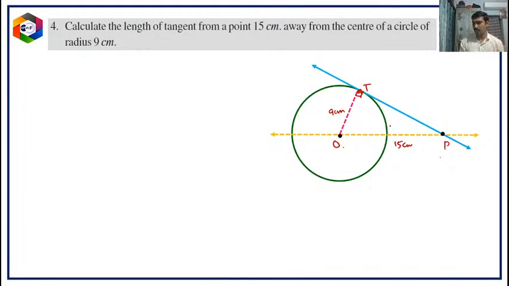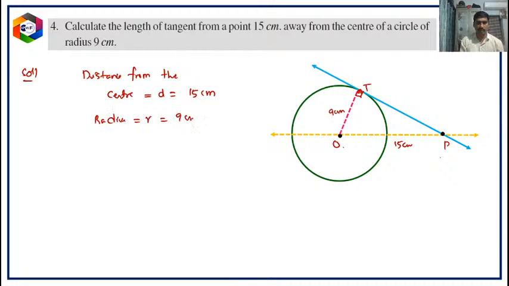This is as usual, we know the direct. So the given values are distance from the center first. Distance from the center, which is equal to d equals 15 centimeters, and the radius is also given, r equals 9 centimeters. So now the length of tangent is equal to square root of d square minus r square, which is equal to square root of 15 square minus 9 square.